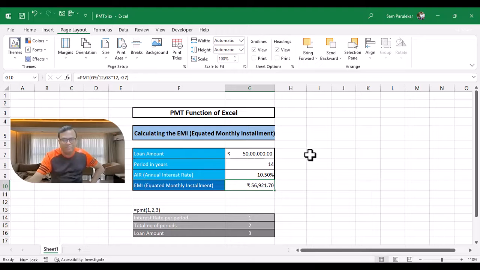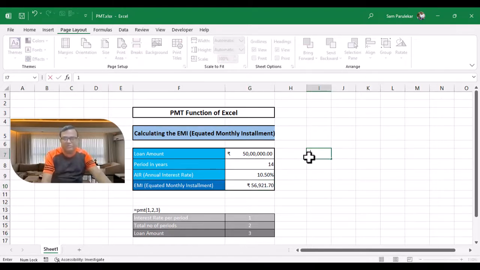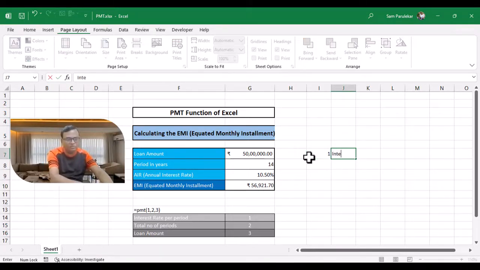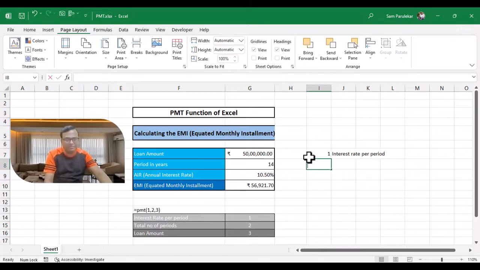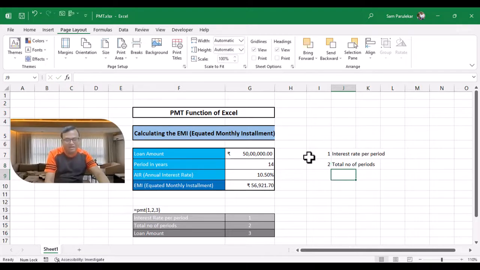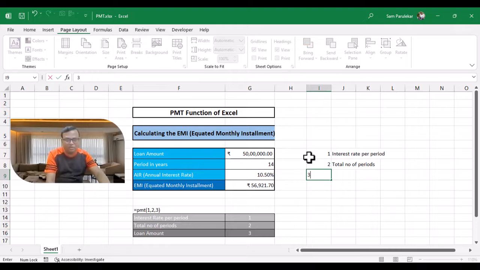So remember, in PMT there are three parameters. The first parameter is the interest rate per period. You have to remember this very clearly, that it is the interest rate per period. The second parameter is the total number of periods which you are going to pay. And the last parameter is the loan amount. Also remember that the loan amount is a debt on you, so it has to begin with a negative.